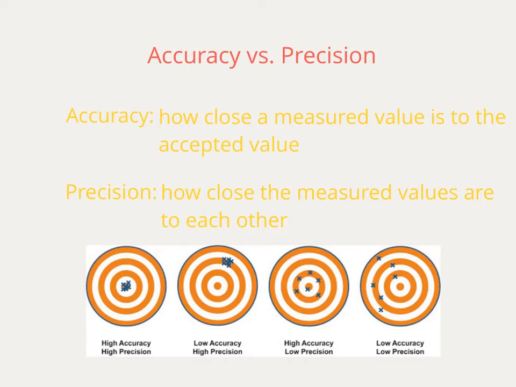On the next dartboard, we have low accuracy because none of our darts are close to the bullseye, but we have high precision because all of our darts are clustered together and are close to each other. In the third dartboard, we have high accuracy but low precision. Many of our darts are either on or very close to the bullseye, but they're not necessarily really close to each other, so our precision is low. And finally, in the last dartboard, we have low accuracy and low precision. Our darts aren't really close to the bullseye, and they're also not close together.